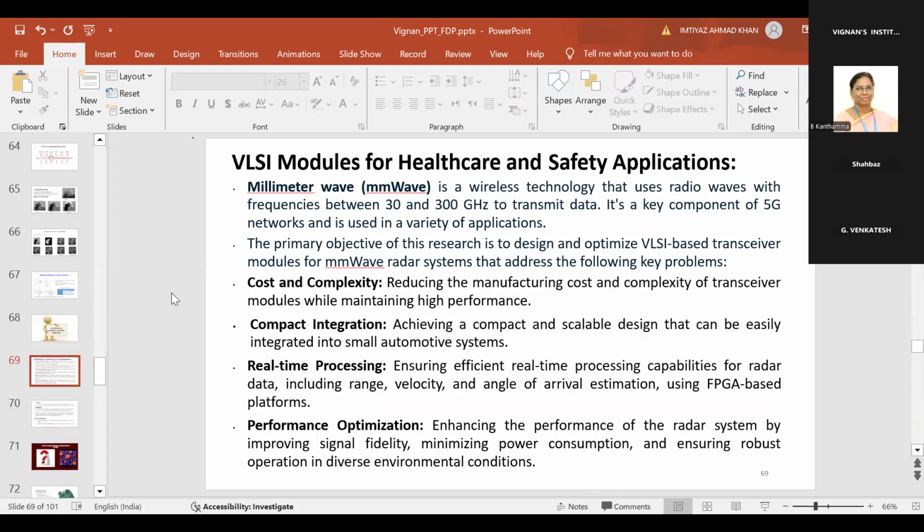And the main thing I want to conclude is that I have just started to work in this type of work. I'm not very expert in this field. VLSI models for healthcare and safety applications, because this time in India also the chip design and semiconductor industry is growing very fast. So using VLSI models for healthcare and safety applications, because of cost, complexity, and compact integration, you can use this type of work nowadays.